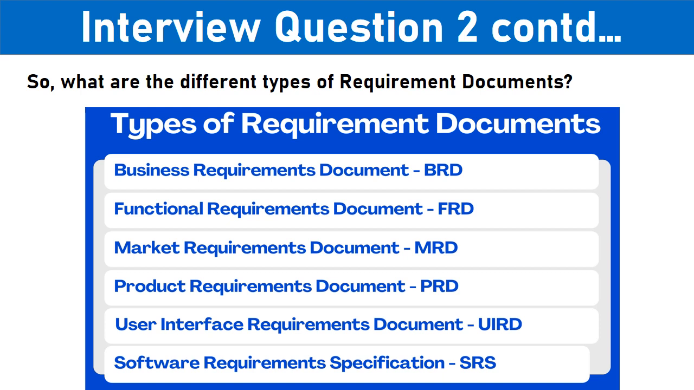6. Technical Requirements Document, TRD. A TRD contains the software, hardware and platform requirements of the product. It includes requirements like the programming language the system should be developed in and the processor speed required to run the system. A TRD is written by the engineering team.